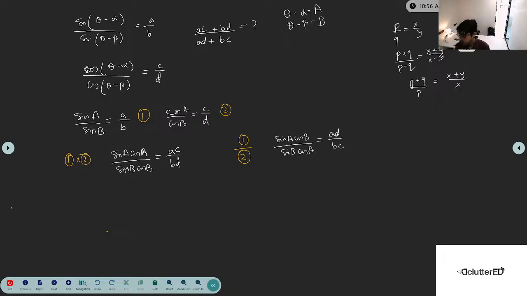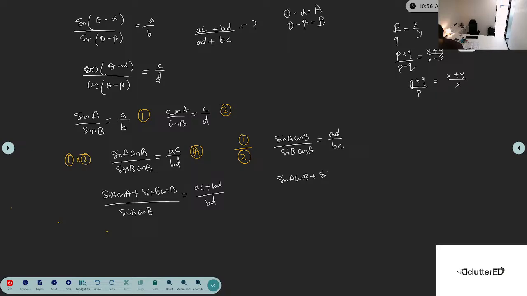I am going to write this as sin A cos A plus sin B cos B divided by sin B cos B is AC plus BD by BD. And I am going to write this expression as sin A cos B plus sin B cos A divided by sin B cos A is equal to AD plus BC by BC.